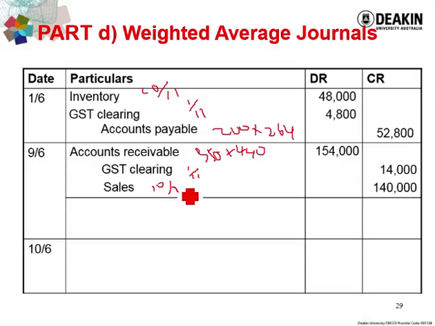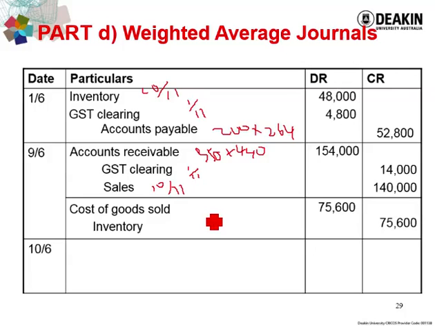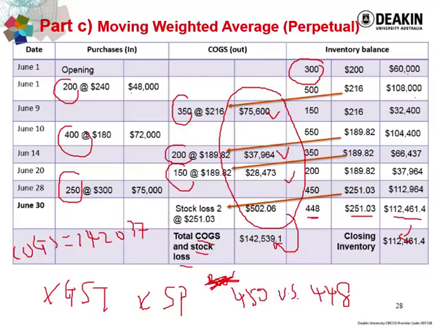And because we keep continuous records of cost of goods sold under the perpetual method, we need to also record our cost of goods sold. So debit cost of goods sold 75.6K, credit inventory 75.6K. And how do we get our cost of goods sold? Refer to the stock card that we prepared earlier. So the cost of goods sold on 9th of June is 75.6K.